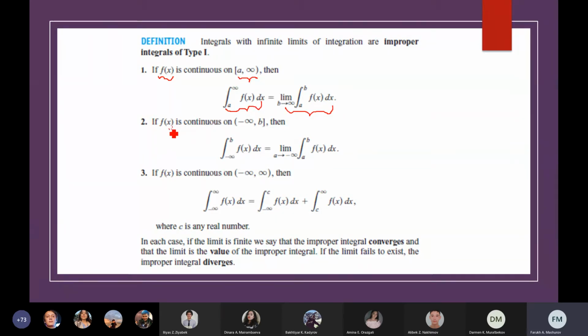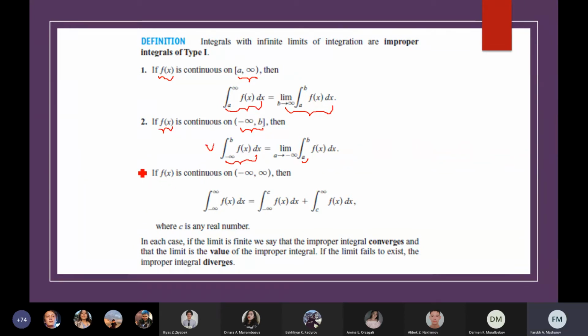Also, if our function f of x is continuous on the interval from minus infinity up to b, then the integral of this function will be what? In this case, since we have minus infinity, we change minus infinity by a. After that we take the limit when a approaches minus infinity, and we find this limit, and it will be the answer of this integral.